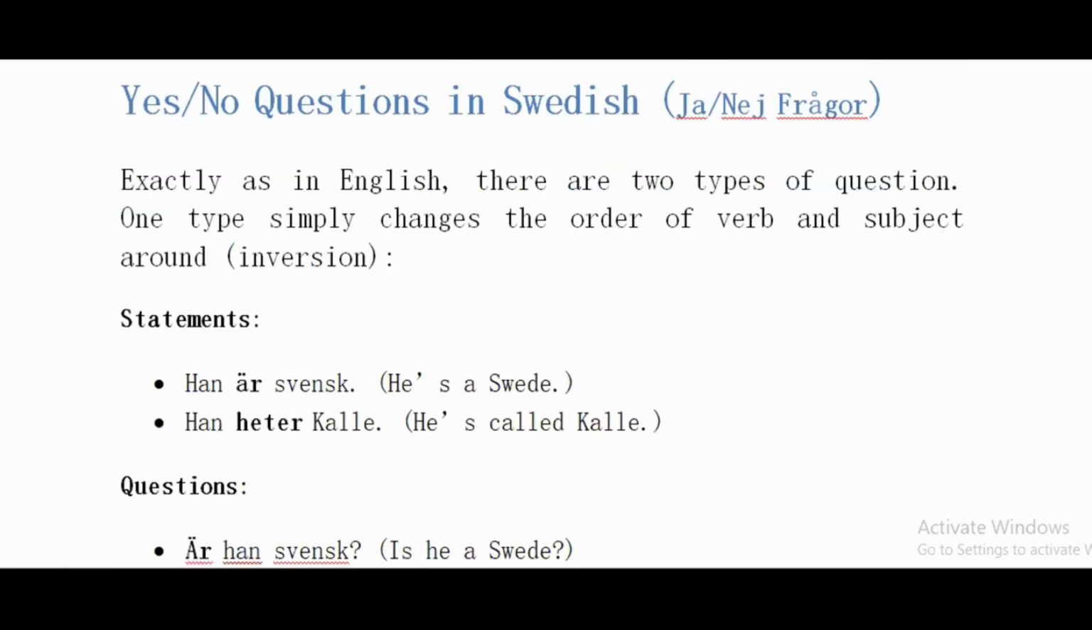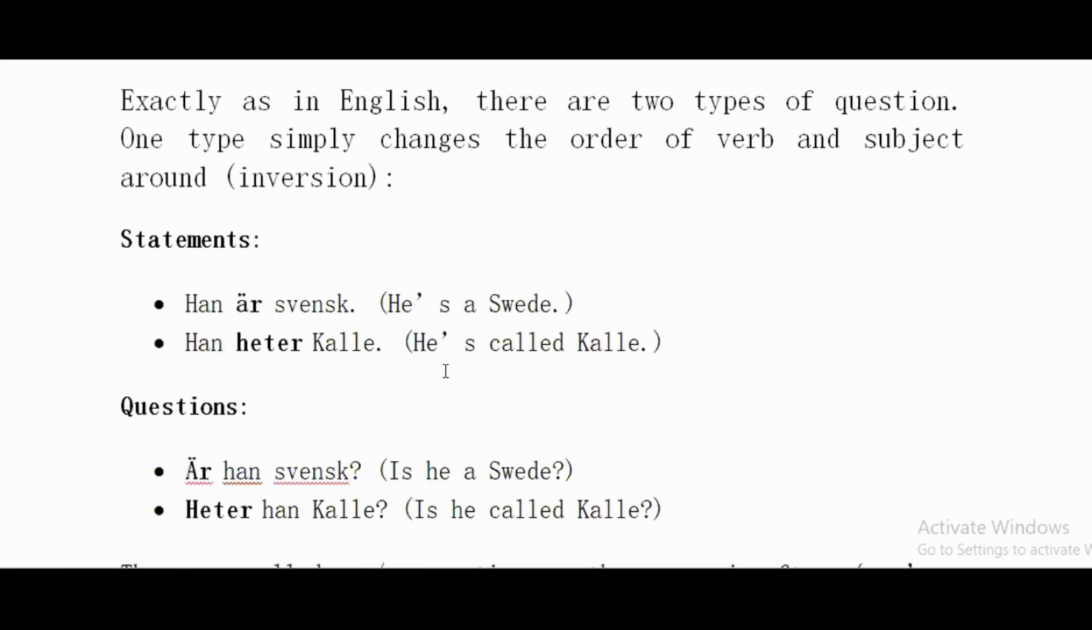Here we have a normal statement: Han är svensk. He is Swedish. Or Han heter Kalle. His name is Kalle, or he's called Kalle. Once you want to make a question, our verb, which is always in second position in a normal statement, is placed at the very first position. For example, Är han svensk? Is he a Swede? Or Heter han Kalle?